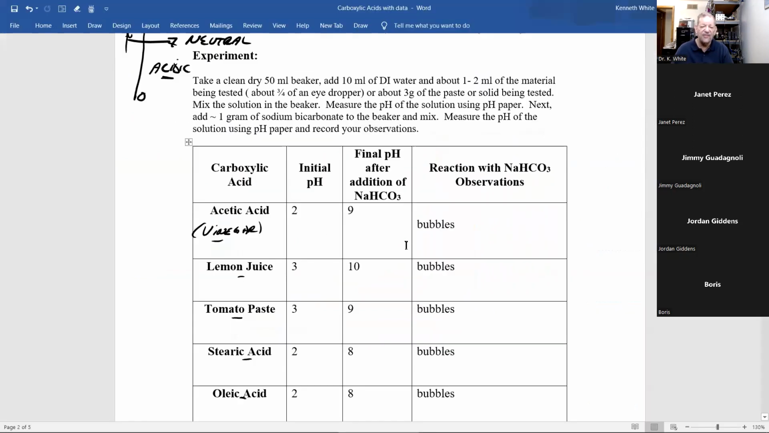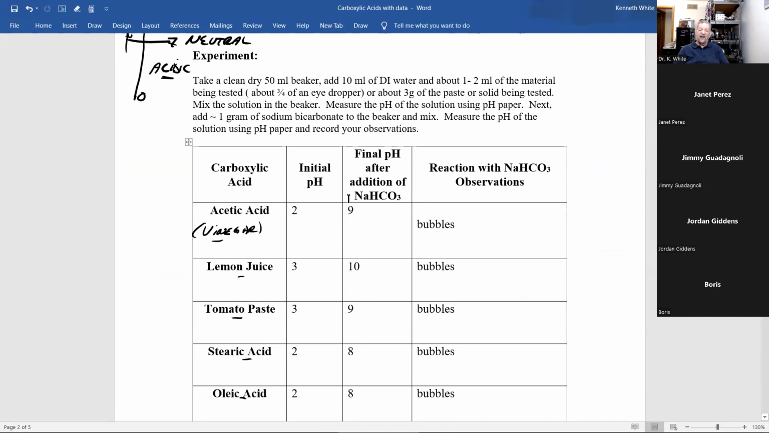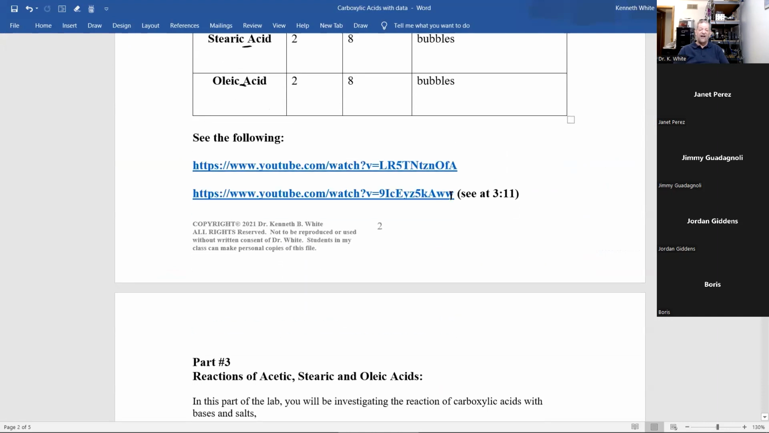And I've given you, initially, before you add the bicarbonate, here's the pH of different solutions. And when you add a bunch afterward, here's the pH afterward. And when you observe that in the beaker, you see bubbles. Now, I have a couple of YouTube videos you should watch. And the second one, start at 3:11, watch it for a little while. Do that on your own.